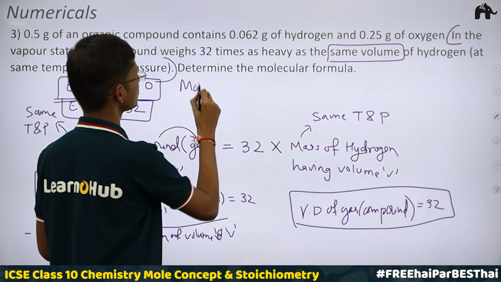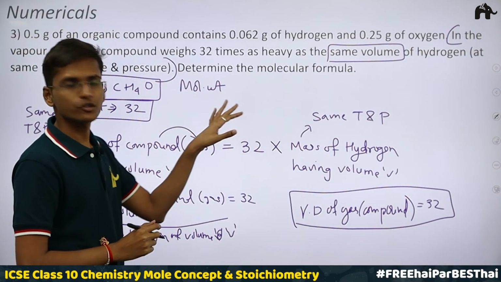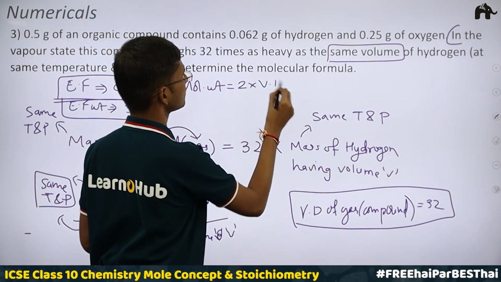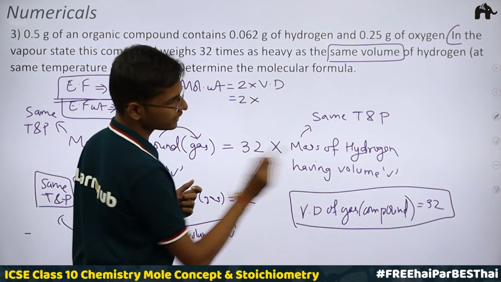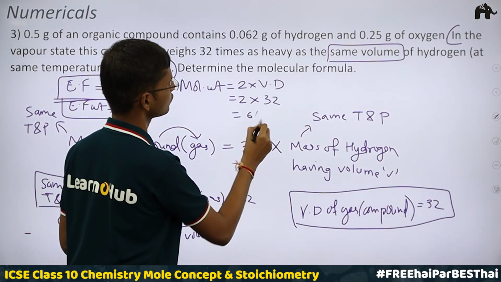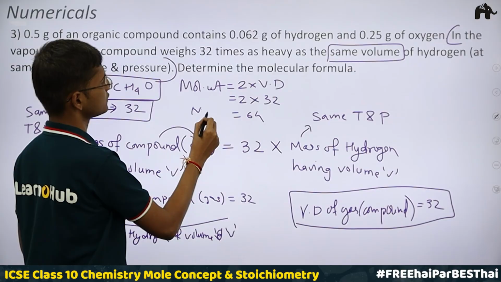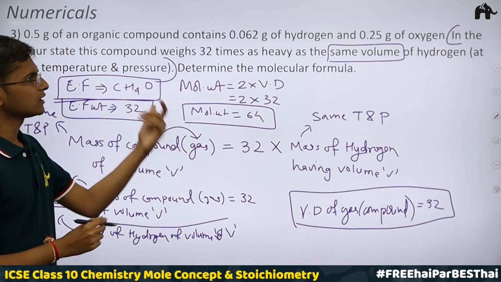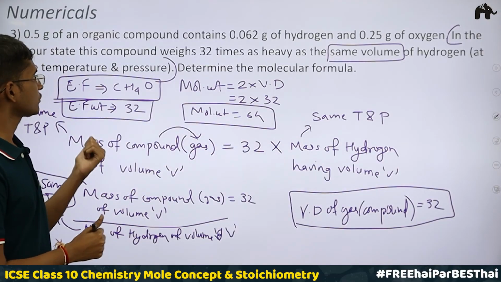Now it's like a piece of cake to find the molecular weight with the help of vapor density. So molecular weight is equal to 2 into vapor density. Now vapor density is equal to 32, so 2 into 32 is 64. So molecular weight is equal to 64. Now we have all the three things with us. We just have to put them into the formula and find our molecular formula.